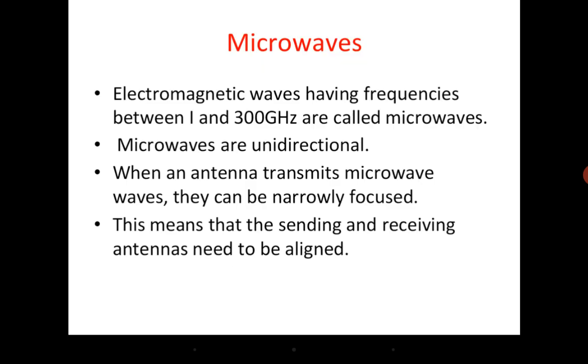Then the second category of unguided media is microwaves. Microwaves have the frequency ranging from 1 to 300 gigahertz. They are unidirectional. Because of this unidirectional property, they have to be aligned in a straight line. Both the sender and receiver have to be aligned, in a line of sight. Then only it can send and receive data. So the antennas have to be aligned.